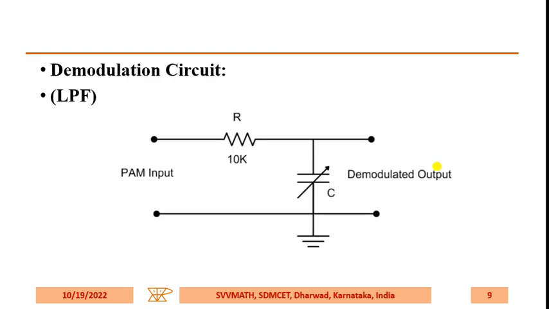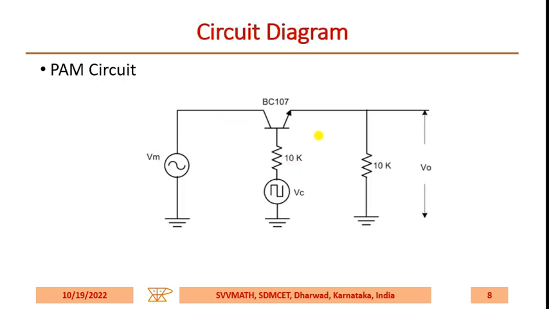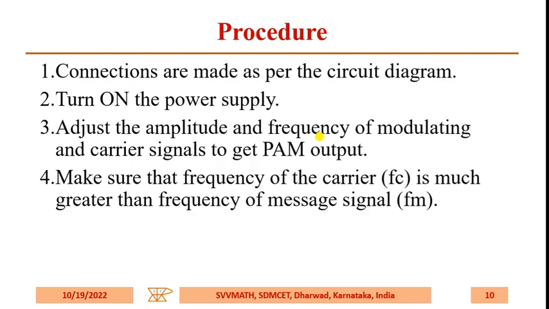The demodulator circuit is very simple. It's basically a low pass filter. And you have to choose a cutoff frequency fc, which says that you should allow the modulating signal and you should not allow the carrier.